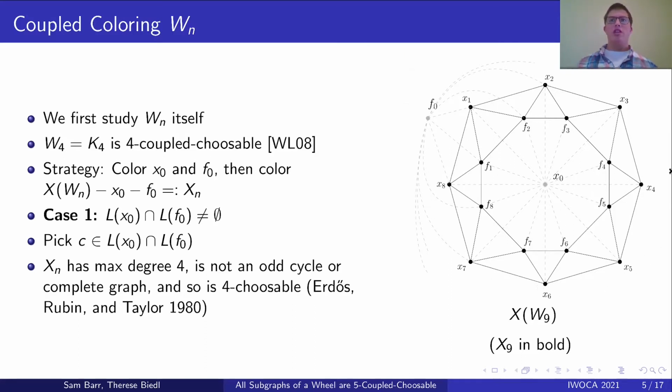In this drawing we can see that x sub n has maximum degree 4. In fact, it's actually 4 regular, and it's also not an odd cycle or a complete graph. Erdős, Rubin, and Taylor proved that any graph satisfying these qualities is always choosable, and therefore we're done with this case.